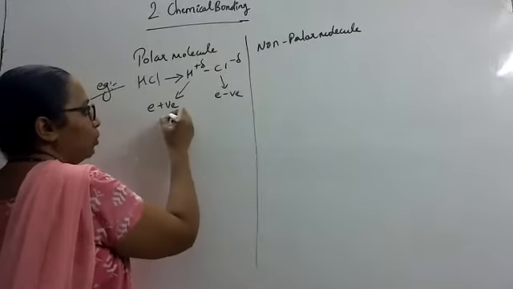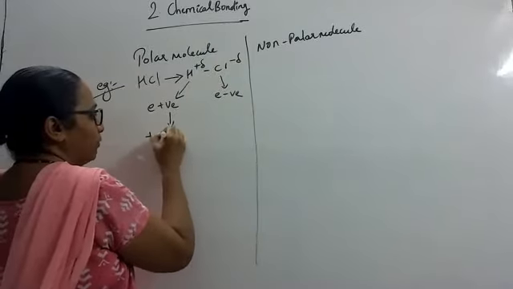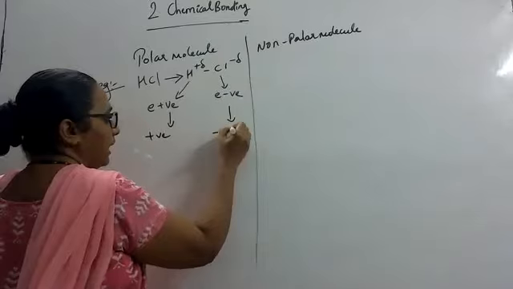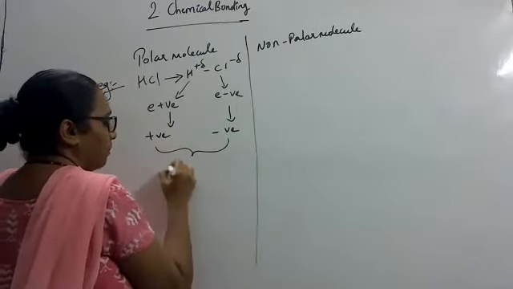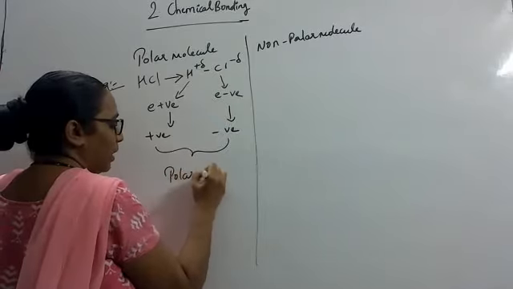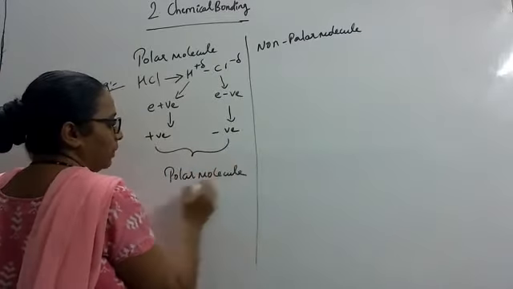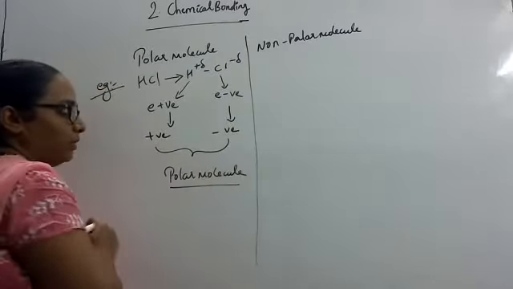Okay. So these are two poles. One pole is a positive pole, another pole is a negative pole. Two poles are formed. Therefore, this compound is called a polar molecule. Okay, because it has two poles, positive and negative.